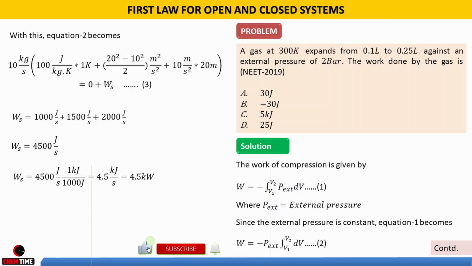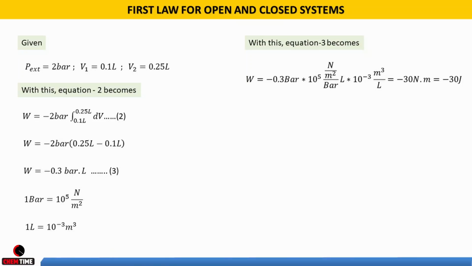W will be minus integral V1 to V2 P external into dV. P external is external pressure and V1 and V2 are given. V1 is 0.1 liters and V2 is 0.25 liters. So the equation becomes W is equal to minus P external integral V1 to V2 dV. P external is 2 bar, V1 is 0.1 liters, V2 is 0.25 liters. With this, W becomes minus 2 bar, 0.1 liter to 0.25 liters into dV.